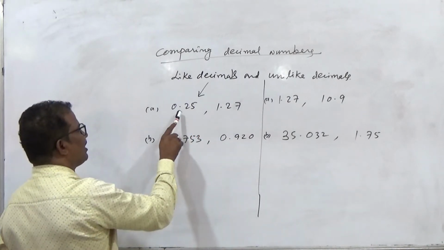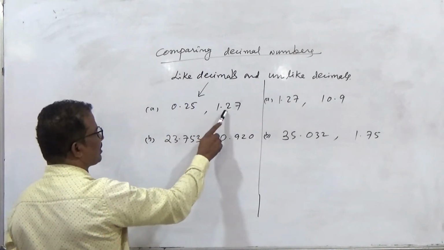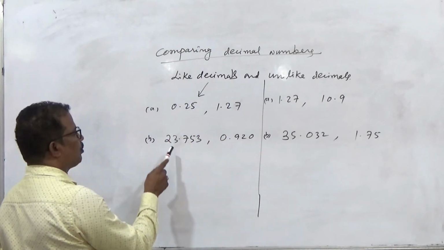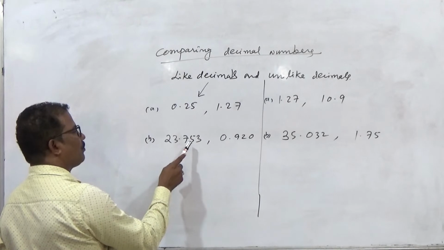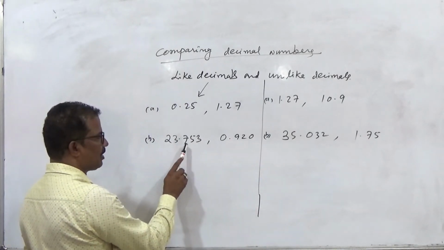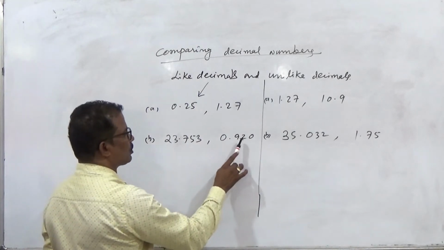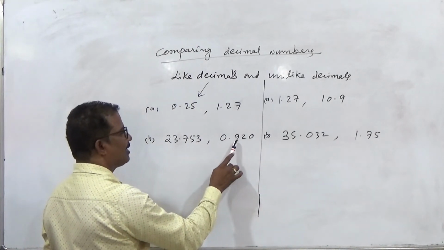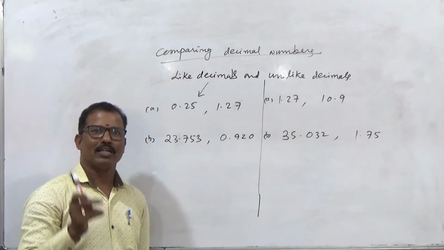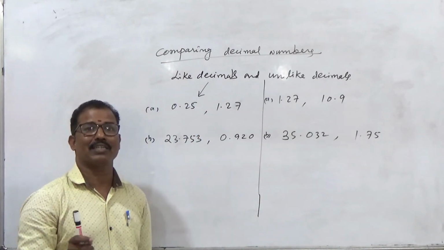In this you see, in the decimal places, the number of places are the same. Here 2 places, here also 2 places. In the next example, 23.753 and here 0.930. See, after the decimal there are 3 places. In this one also, after the decimal there are 3 places. So like decimals means, after the decimal, if the number of places are the same, we can say like decimals.